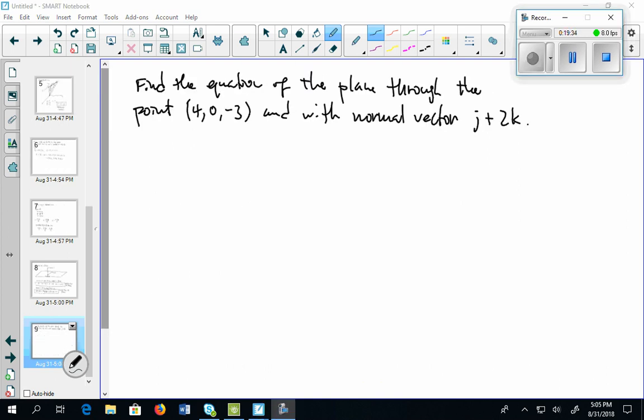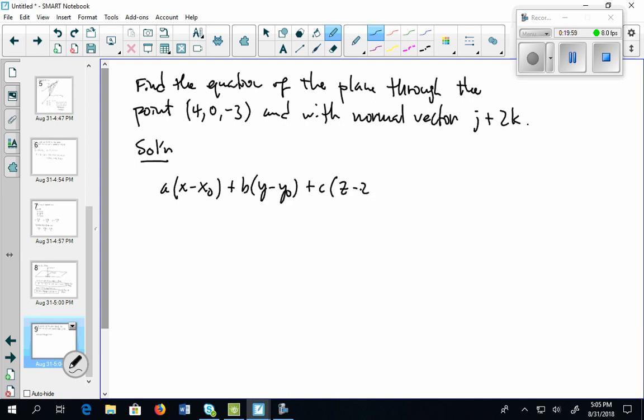Okay, in this example, we want to find the equation of the plane through the point (4, 0, -3) that has normal vector j + 2k. Now the reason we called that vector ⟨a, b, c⟩ lowercase n is because it stands for normal vector. So let's use this equation, a(x - x₀) + b(y - y₀) + c(z - z₀) = 0. We know that. Now n is going to be j + 2k.